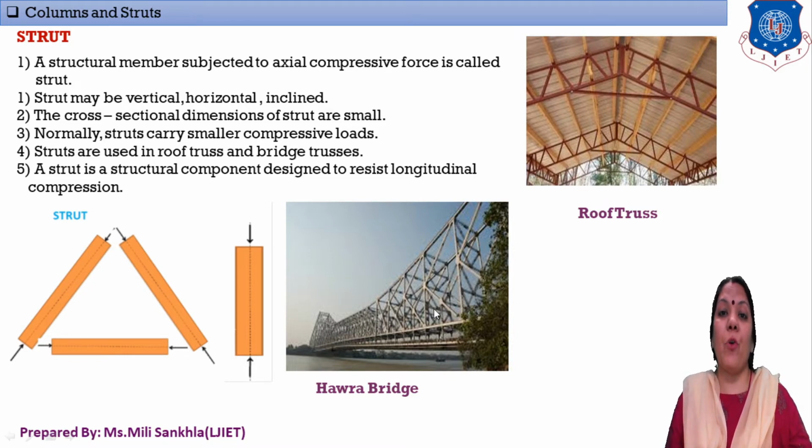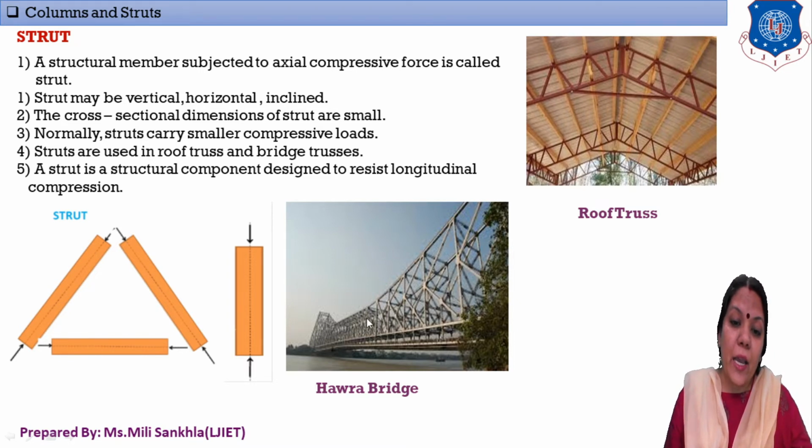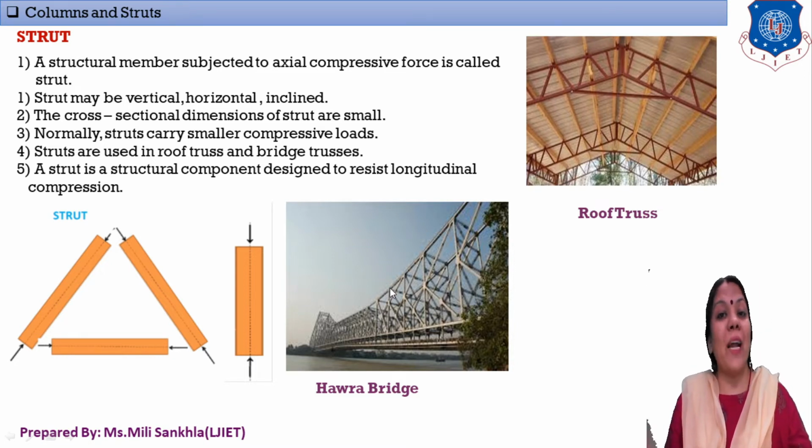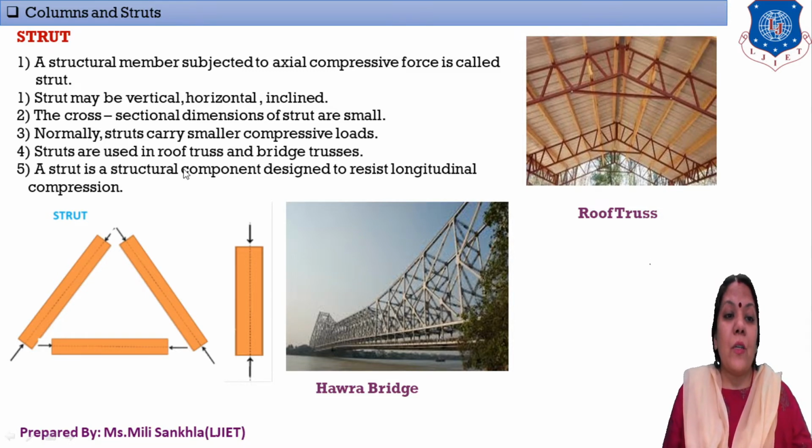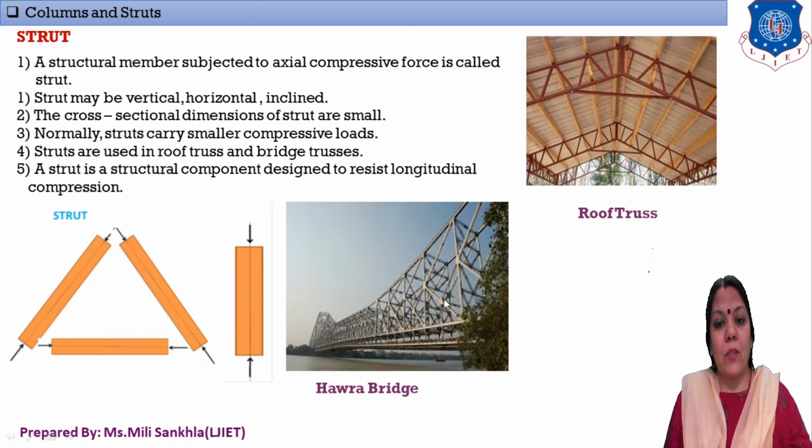This is the example of Howrah bridge, and in this figure, look at this, all are provided truss, and this inclined and this vertical and this horizontal member is a strut. That means strut is a part of truss. Clear? Second, strut is used in this roof truss and also in the Howrah bridge, we can say the side railing of bridge. Now next, here we compare strut with column.